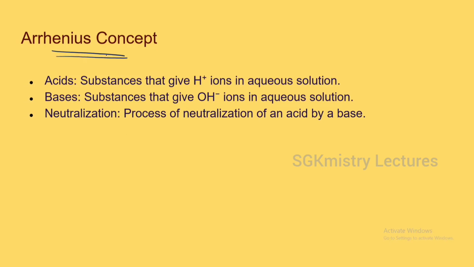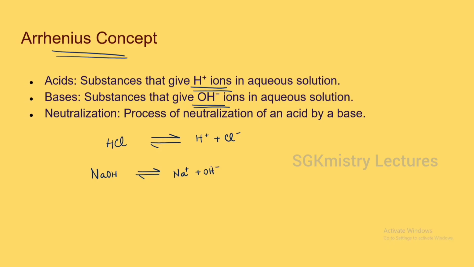According to the Arrhenius concept, acids are substances which give H plus ions in aqueous solution. For example, if I take HCl as the acid, what happens in aqueous solution? You get H plus and Cl minus. So it is very clear that HCl is an acid because it forms H plus ions in aqueous solution. Bases are substances which give OH minus ions in aqueous solution. The simplest example I can take is sodium hydroxide, which forms Na plus and OH minus. This was proposed by Arrhenius.